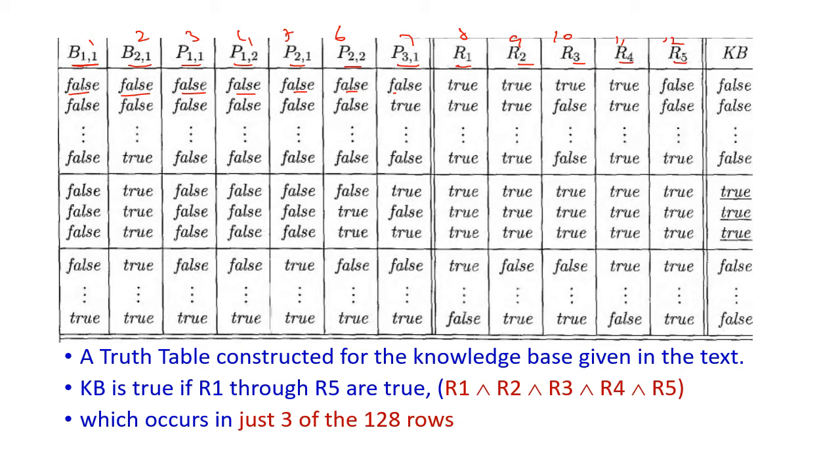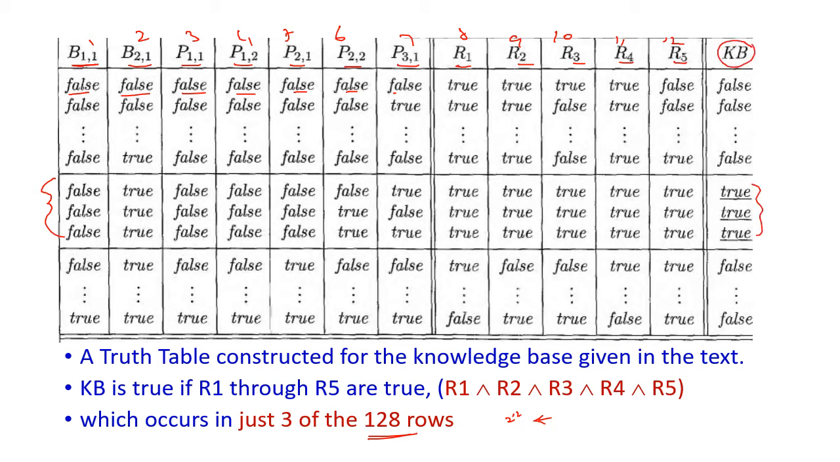So with 12 columns, 2 power 12 possible rows will be there. So totally 128 rows will be there. With all these combinations, only these 3 rows will get a true value in the knowledge base.